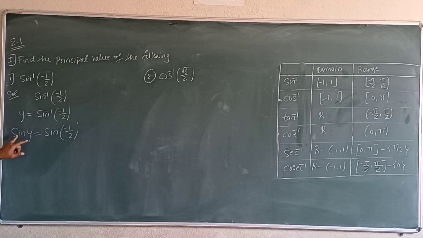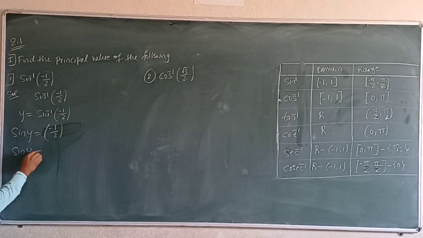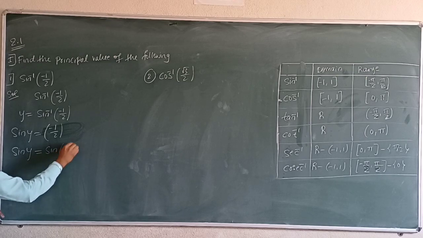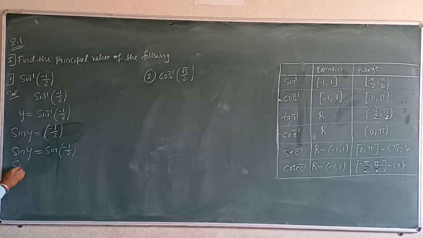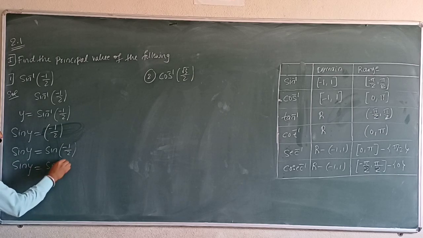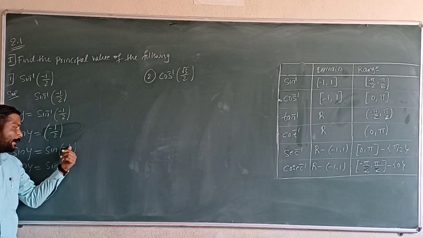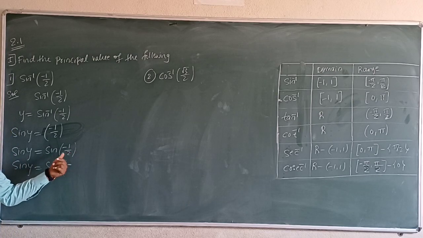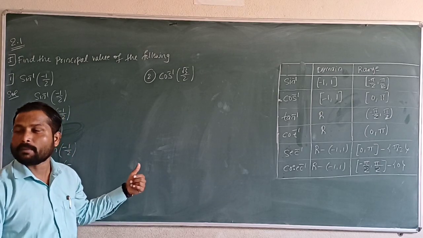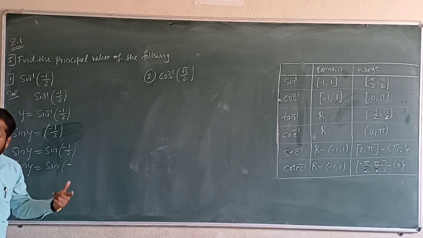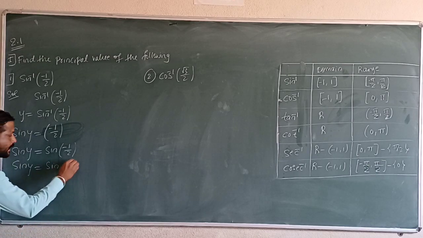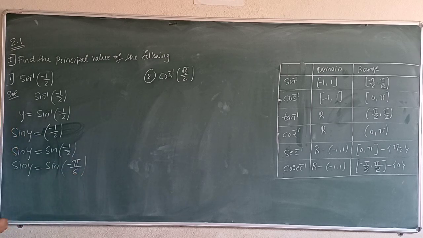What do we do? Transfer the sin inverse, what remains is minus 1 by 2. Search for 1 by 2 in the sin table only. Sin y is equals to sine of minus 1 divided by 2. Keep the minus as it is. 1 by 2 lies in the sin table at which place? 30 degrees. 30 degrees in radian form is pi by 6, correct. It is minus, so minus pi by 6. y is equals to minus pi by 6, correct.